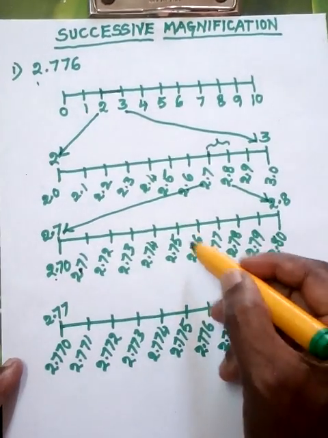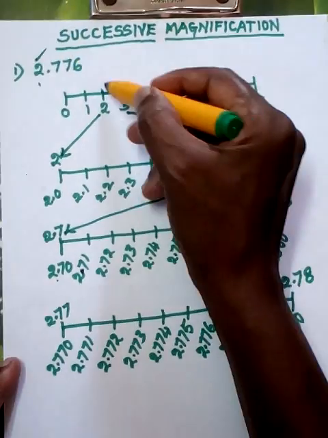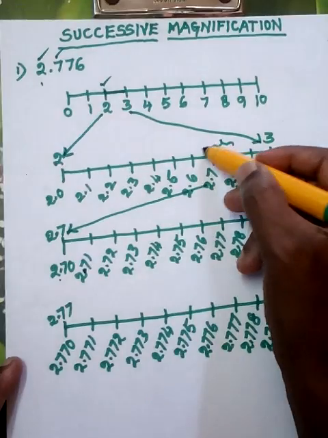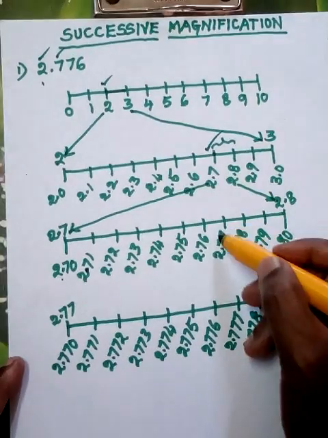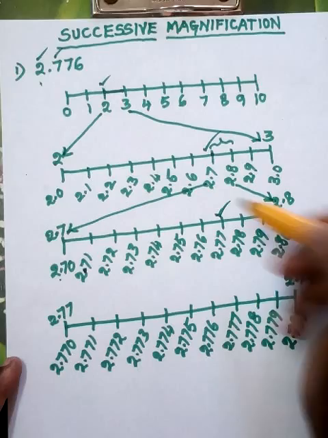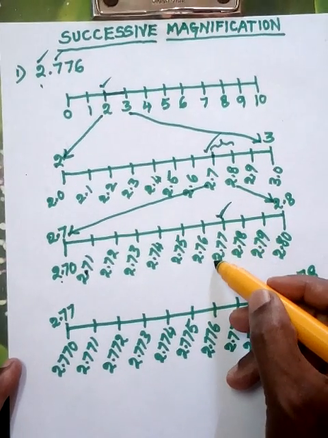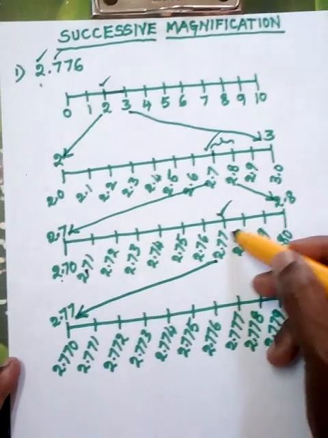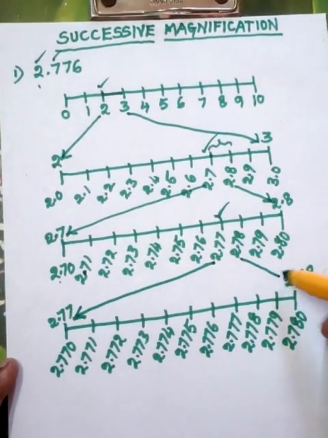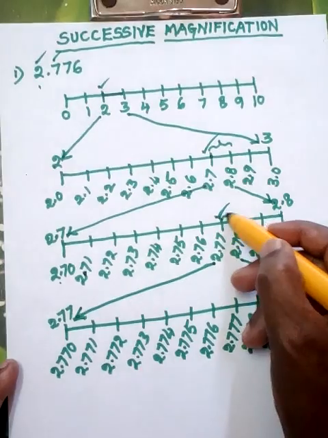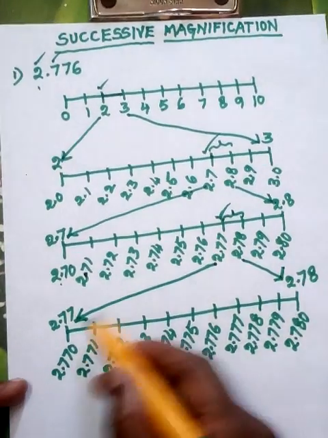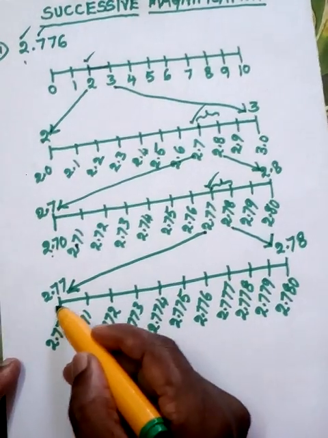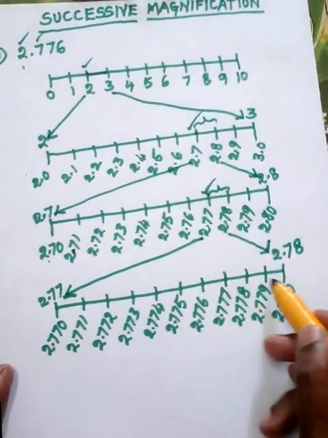Again we represented 2 here, and 2.7 at this place, and 2.77 appears here. So we take this 2.77 and 2.78 and magnify them. We take this small part and zoom it again. Then 2.77 came to the left side and 2.78 to the right side. Again we have to make this 10 more parts.